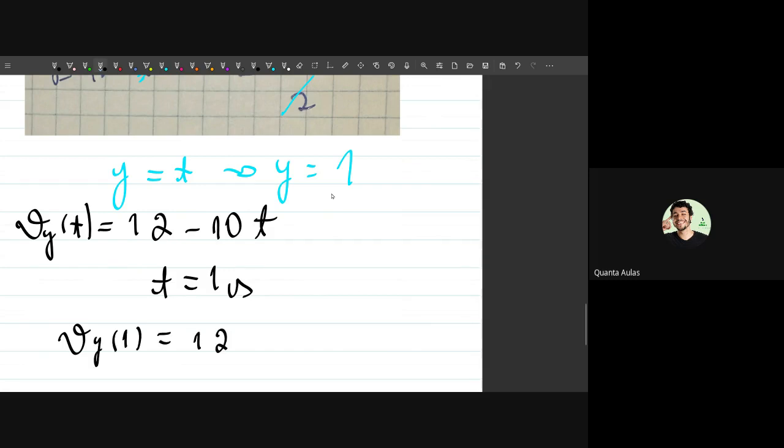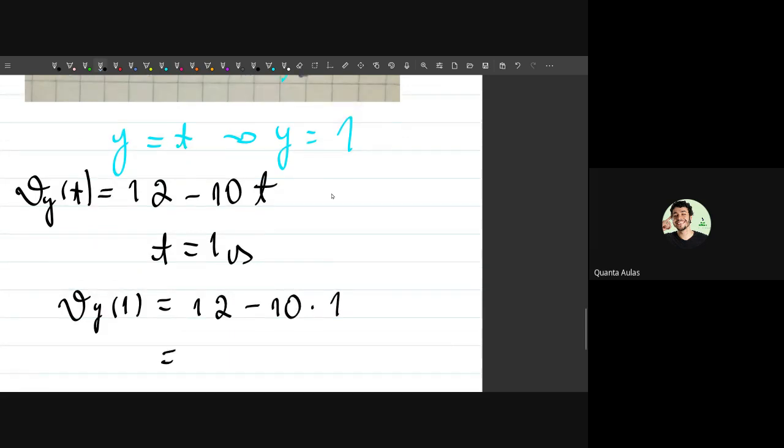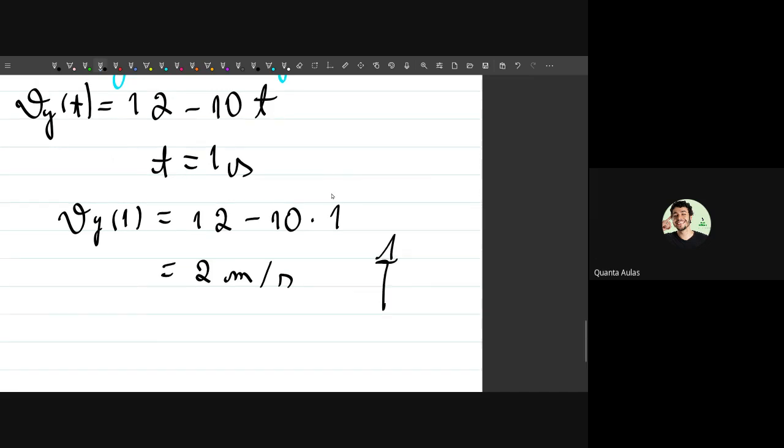I will put the 1 in the value of t, and we have 12 minus 10, so we have 2 meters per second. So the velocity in the y-axis at this instant is positive, so the body is going up. Positive velocity, the body is going up. Just like that, very easy. Okay, this is the velocity. So I will put this sign so you remember the body is going up.